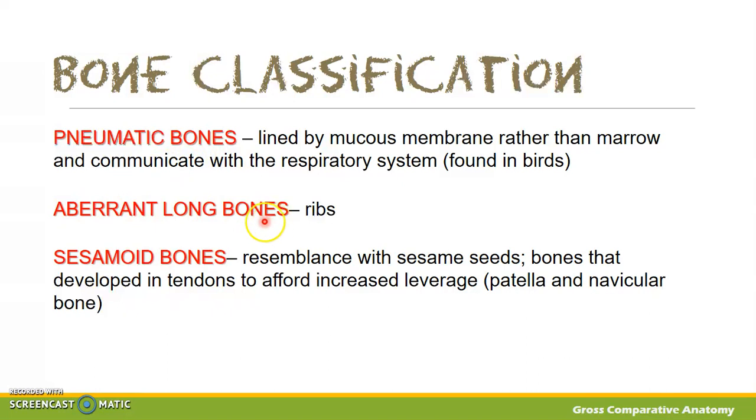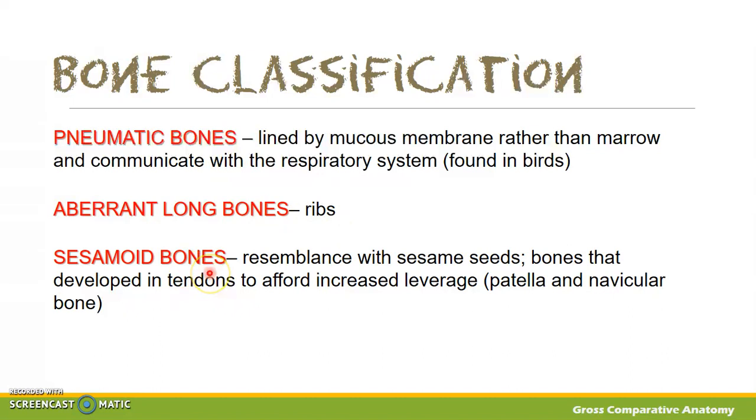Aberrant long bones, they can be classified as long bones, but they do not have the three centers of ossification. That's why they are called aberrant. And a typical example is the bones of the rib cage or the ribs. So they don't have the diaphysis and the epiphysis, but they are shaped like long bones.